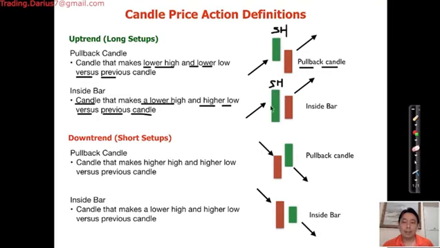So think of this as the mother bar, right? And this is the baby bar. The entire baby candle is contained within the mother candle, and that's why it's called an inside bar, right? Great. So do we understand that? Good. So that's for uptrend, long setups.